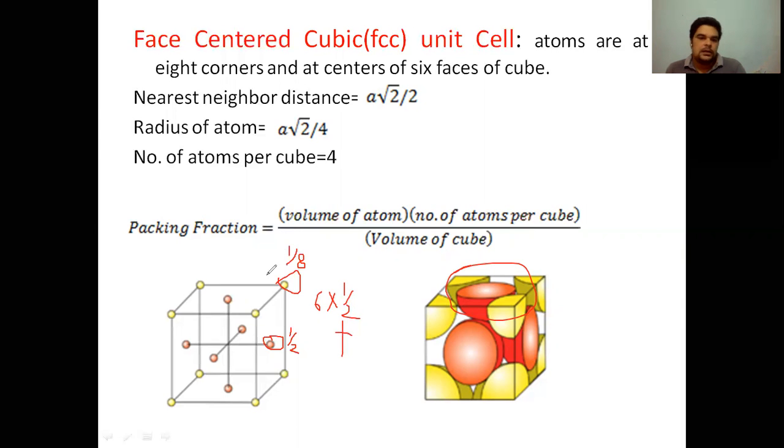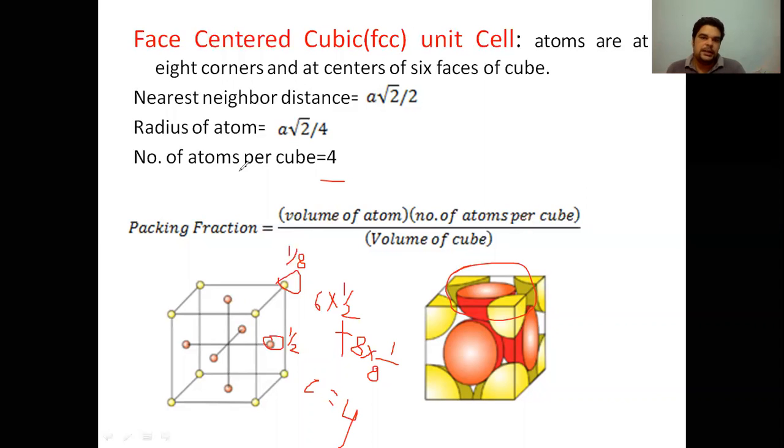plus these are 8 atoms and each atom is shared 1 upon 8 among 8 cubic unit cells. So the number of atoms per cube will be 4. Okay, so this is 4.